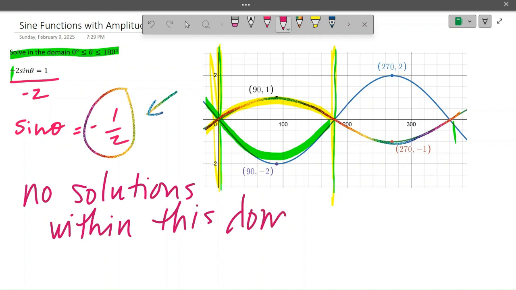And that's the answer. It doesn't mean that there are no solutions ever. What it does mean is there are solutions here. There's a value of negative half there, right? There are 2 values. It just doesn't fall in the part of the graph that we are looking at.